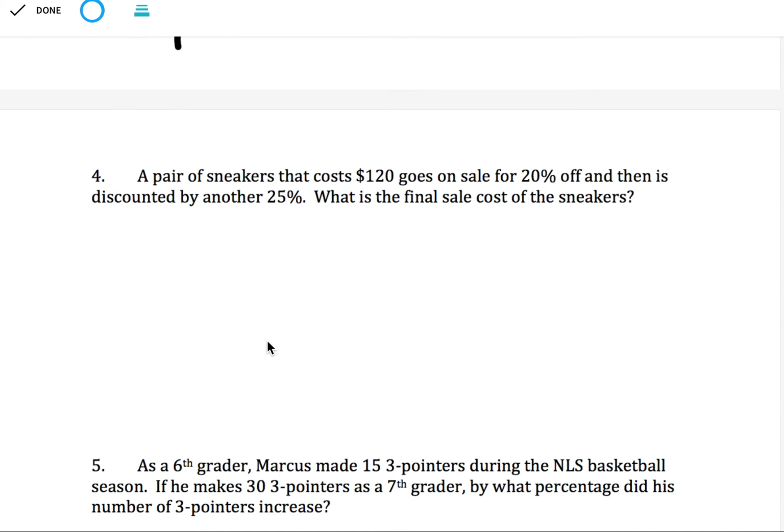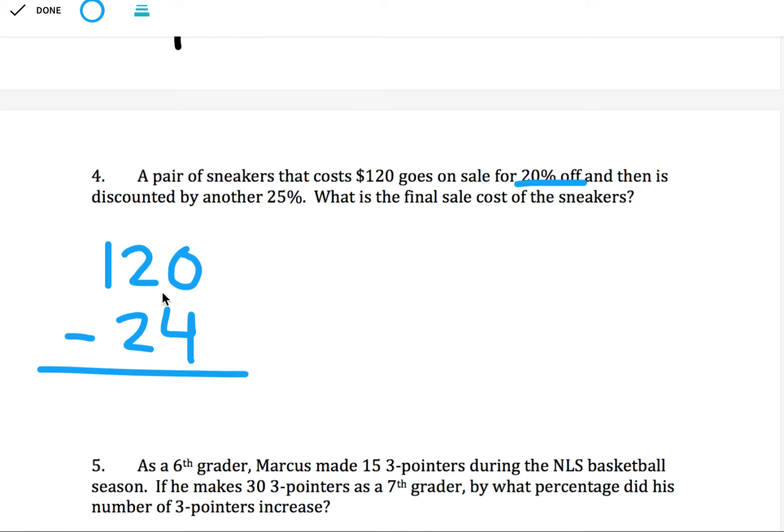A pair of sneakers that cost $120 goes on sale for 20% off and then is discounted by another 25%. What is the final sale cost of the sneakers? So this one's a little different. Here we have two parts of the problem. First, we got to find 20% off. And 10% of 120 is 12. So 20% would be 24, 2 times 12. We subtract. 120 minus 24 is 96.